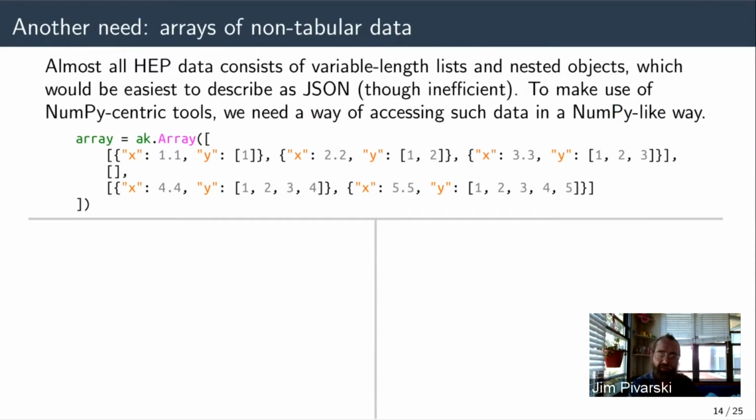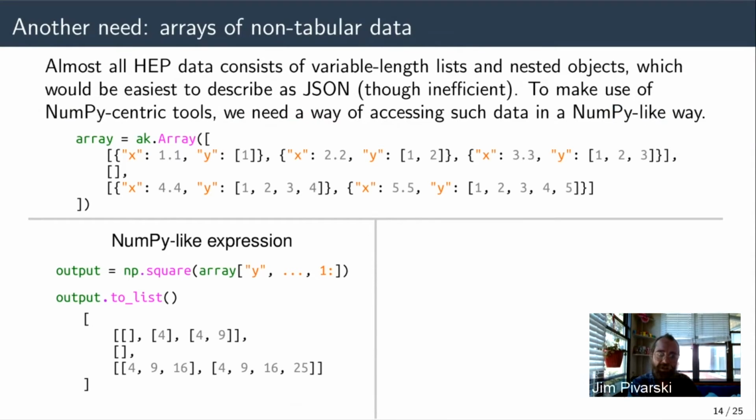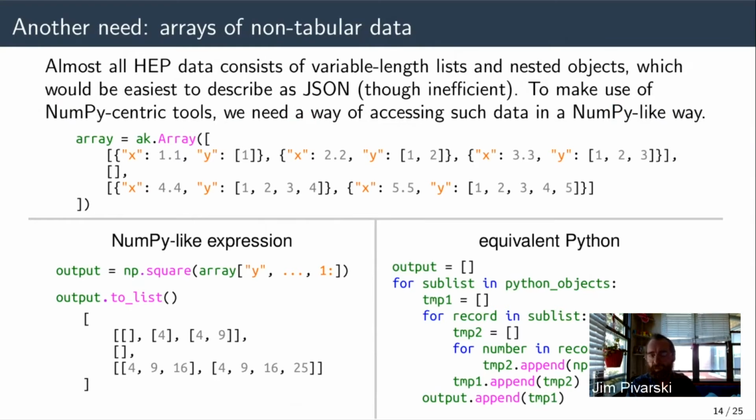And what you want to do, next slide, is you want to do NumPy-like expressions. So you want to be able to slice them, apply some NumPy ufunc like NumPy square to the whole thing, and then just squares all the numbers. So this is an example of doing some NumPy-like operation. Next slide. This is what you would have to write in Python to do this. In fact, this is what you have to write in C++ to do this, except they're C++ for loops.